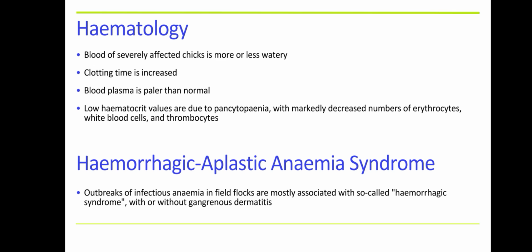Hematology: blood of severely affected chicks is more or less watery, clotting time is increased, and blood plasma is paler than normal, with low hematocrit values, a hemorrhagic aplastic anemia syndrome. Outbreaks of the infection in field flocks are mostly associated with hemorrhagic syndrome, with or without gangrenous dermatitis.